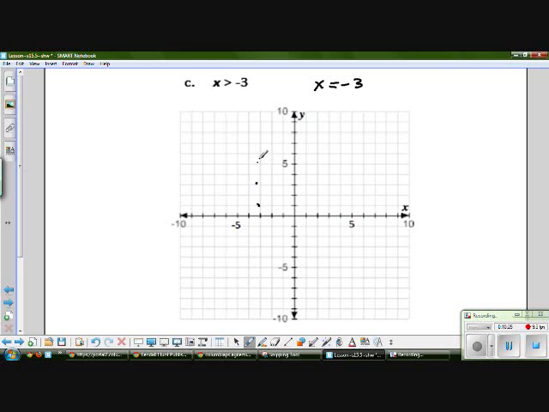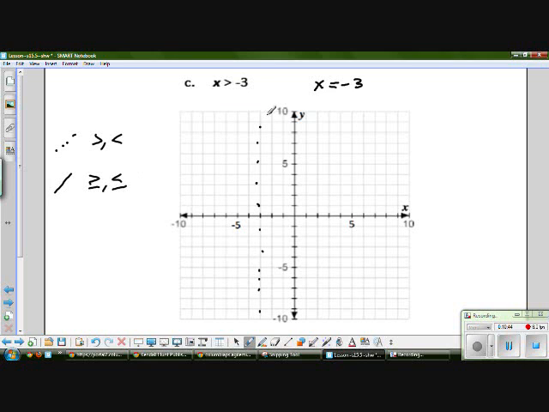Next decision: should this line be dashed or solid? Well, that has to do with the sign. Dashed lines go with signs like this. Solid lines go with signs like this. If you look at the sign, this should be dashed. So let's go ahead and dash it in officially.